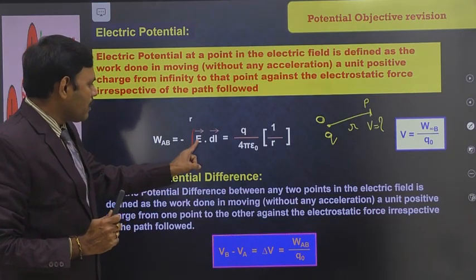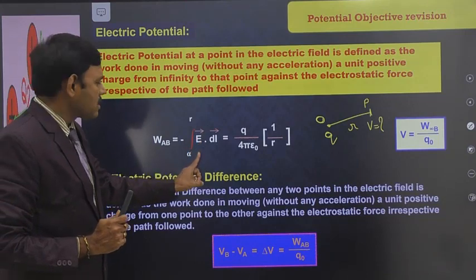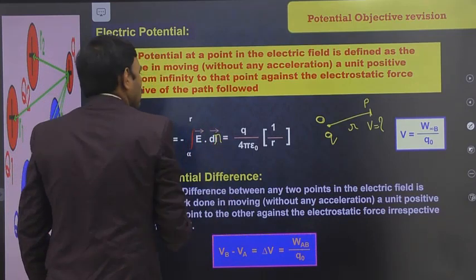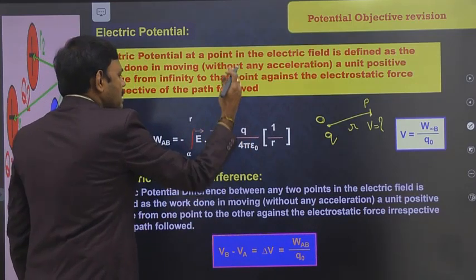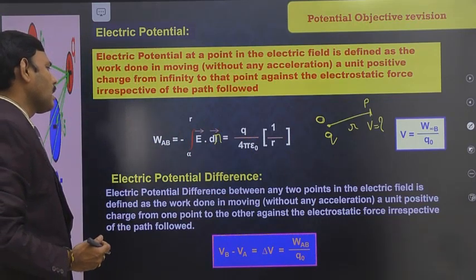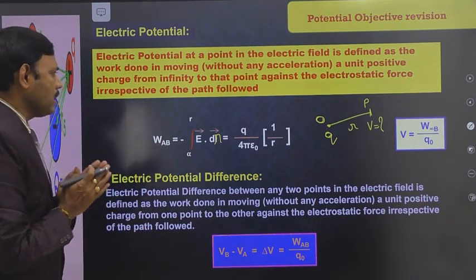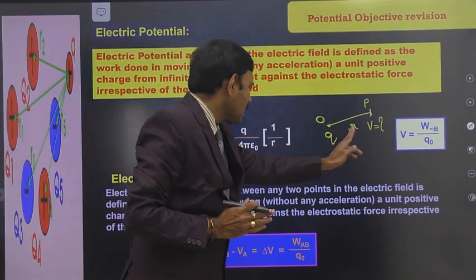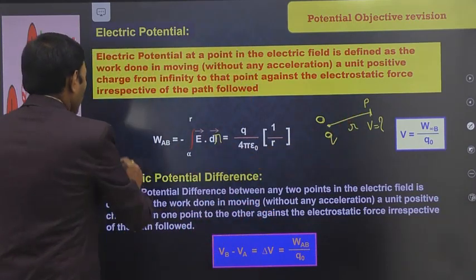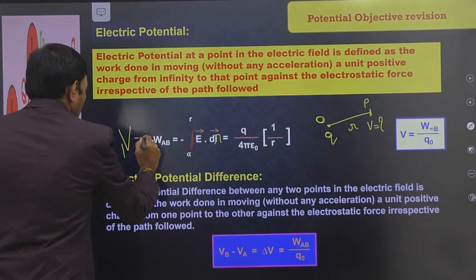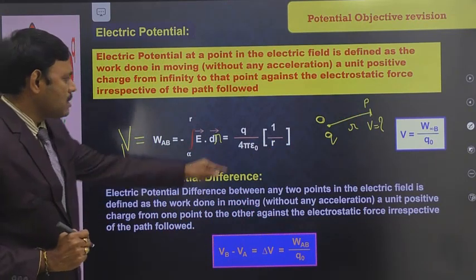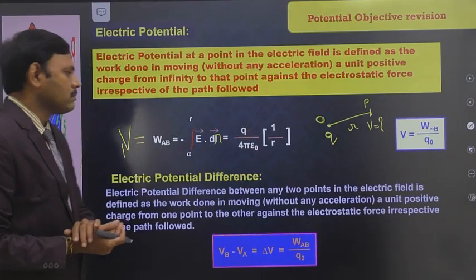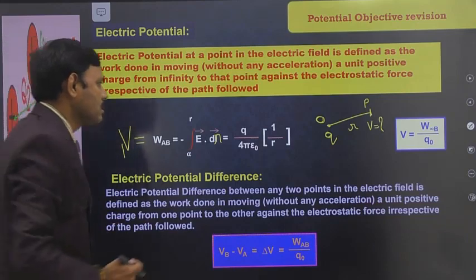Use E is equal to 1 by 4 pi epsilon naught Q by R square, dot dr. So in this derivation we find potential is equal to 1 by 4 pi epsilon naught Q by R. So potential due to a point charge at some point P at a distance R from Q is ultimately given by V is equal to work done in bringing a unit positive charge, which is equal to 1 by 4 pi epsilon naught Q divided by R. And then potential difference.